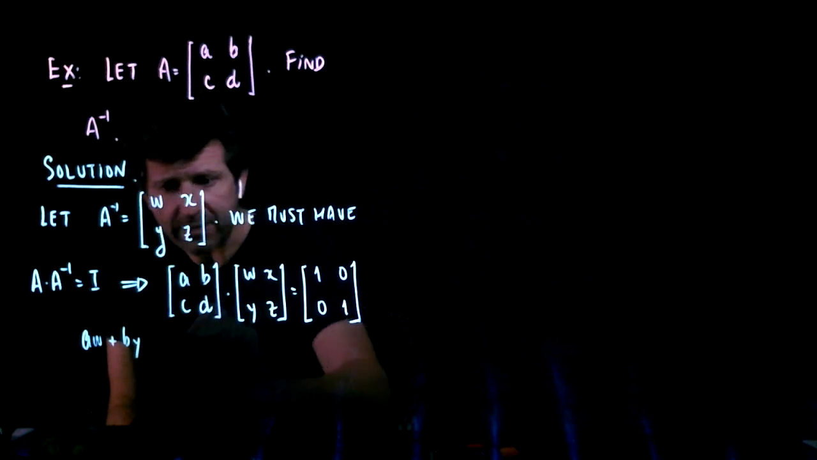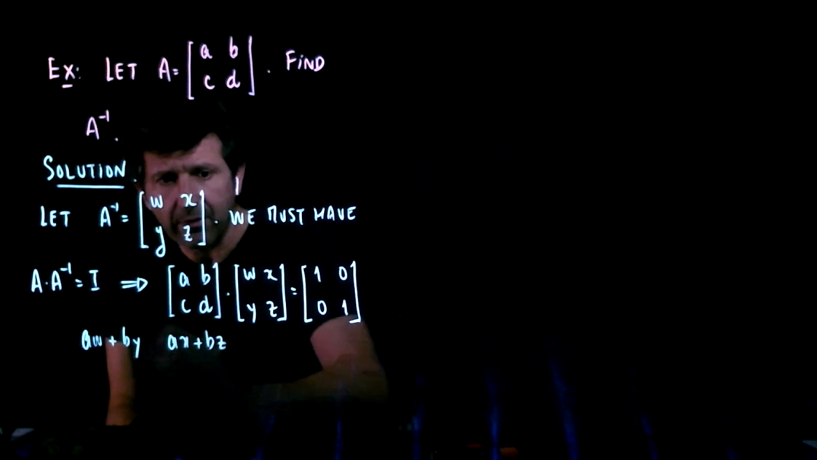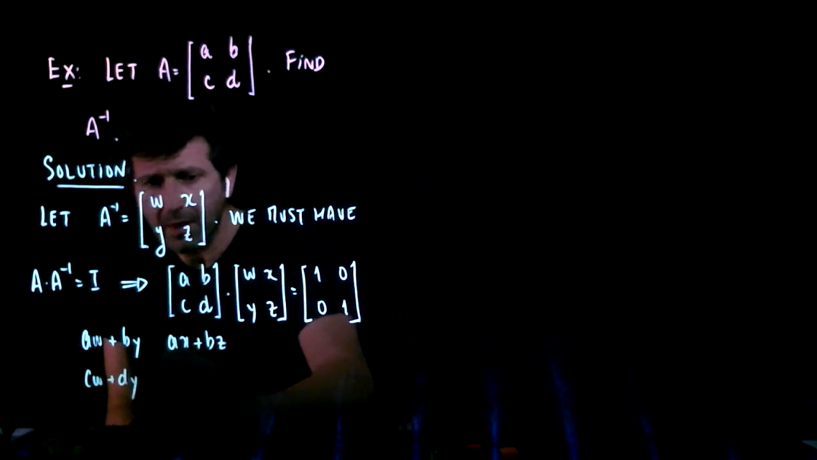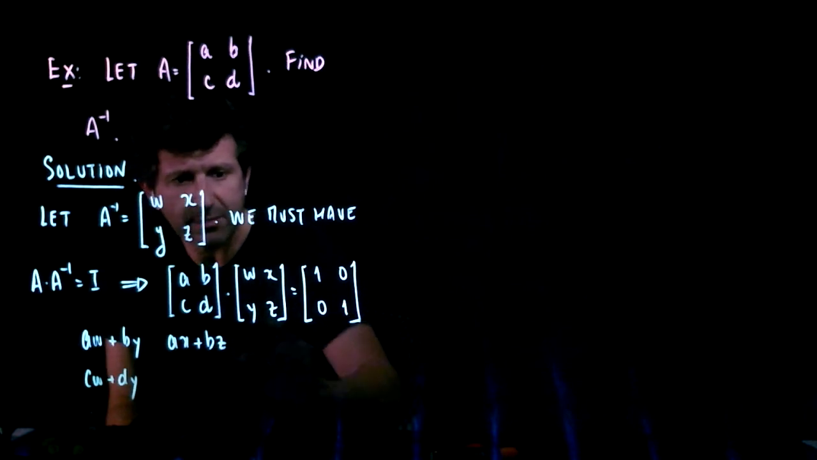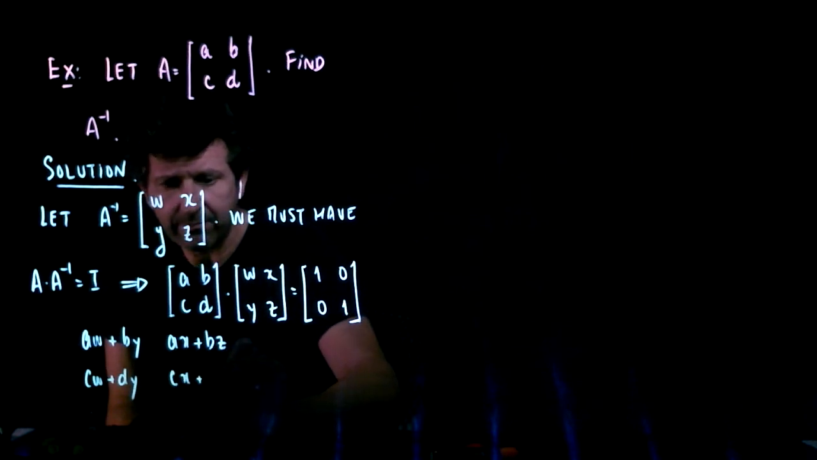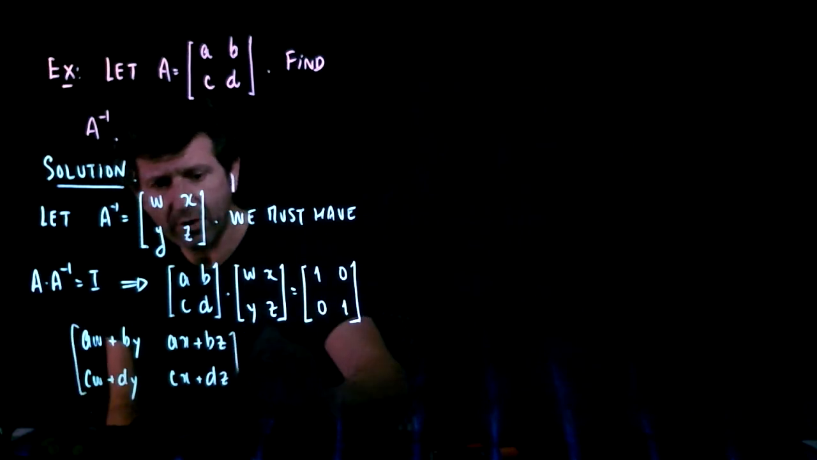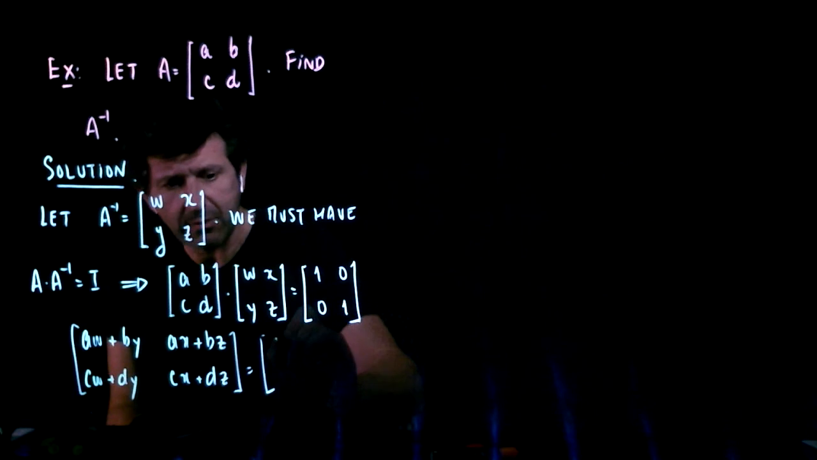Then I have AX plus BZ. Then CW plus DY. And then CX plus DZ. This is the left product, and it has to be equal to the identity matrix.